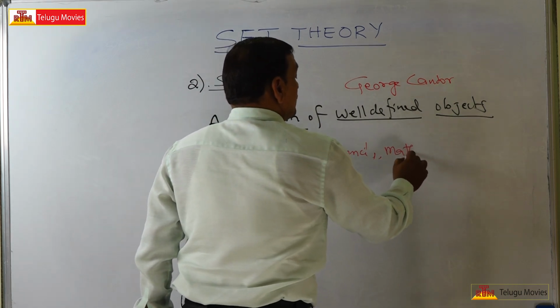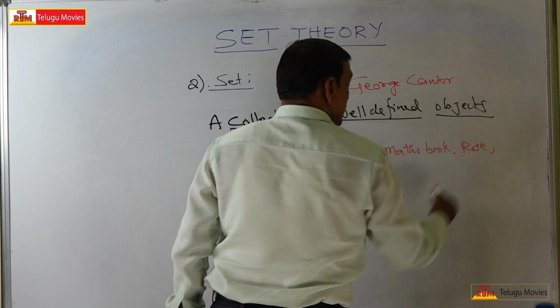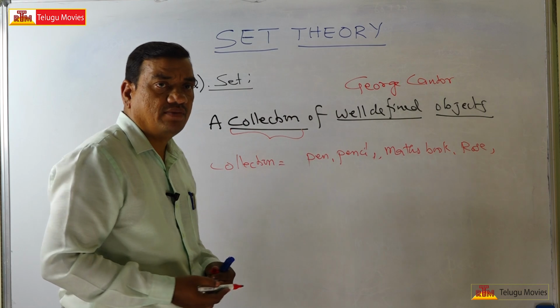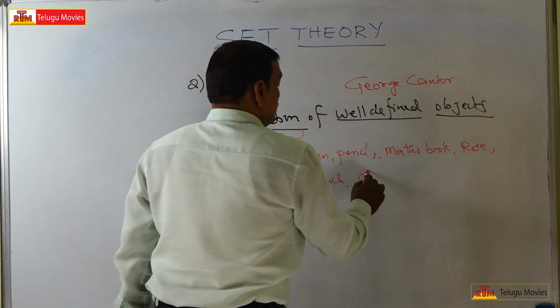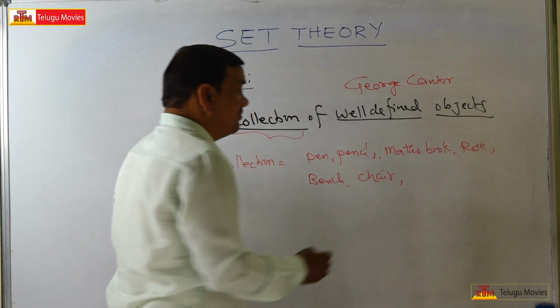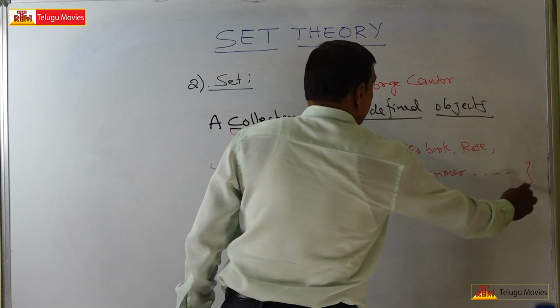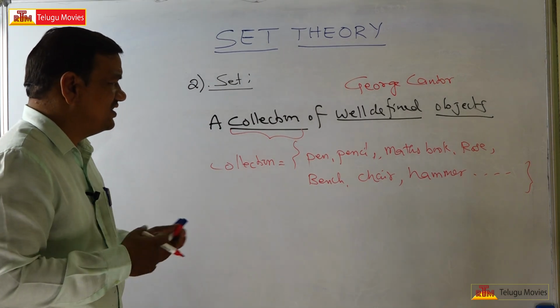math book, rose flower or jasmine flower, bench, chair, hammer, anything. So these are all, so on. These are all one collection: pen, pencil, math book, rose, bench, chair, hammer.